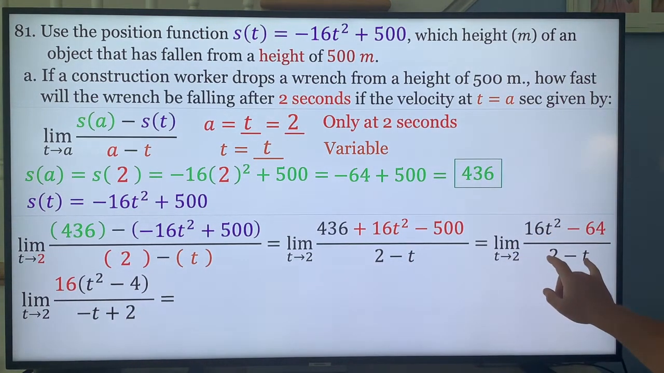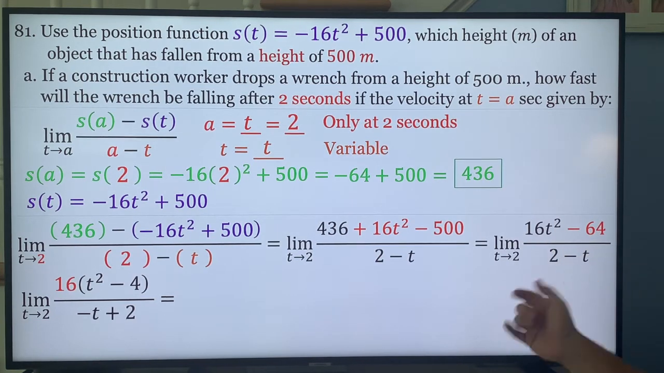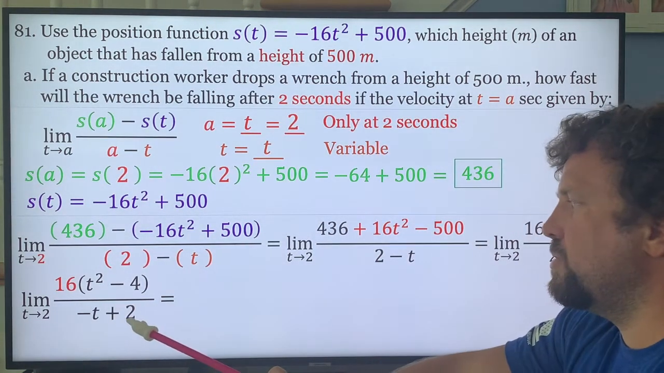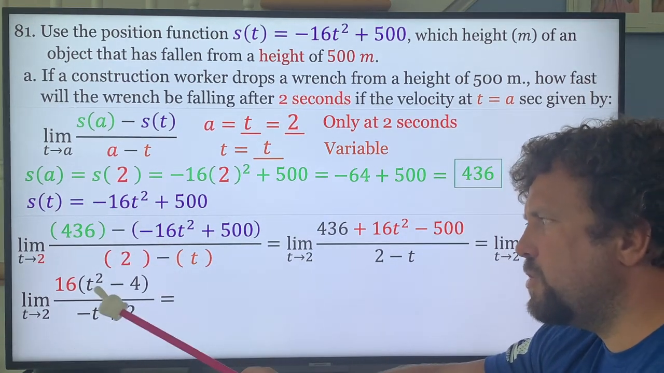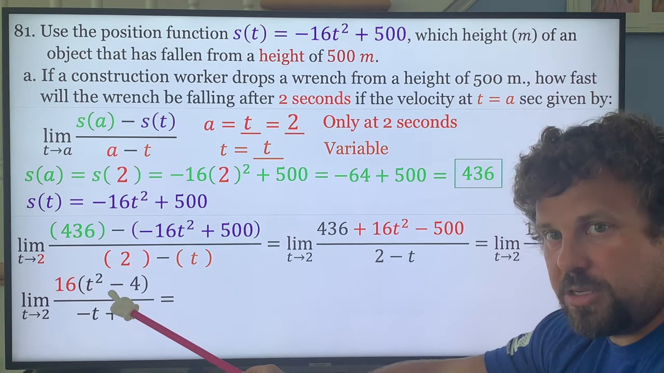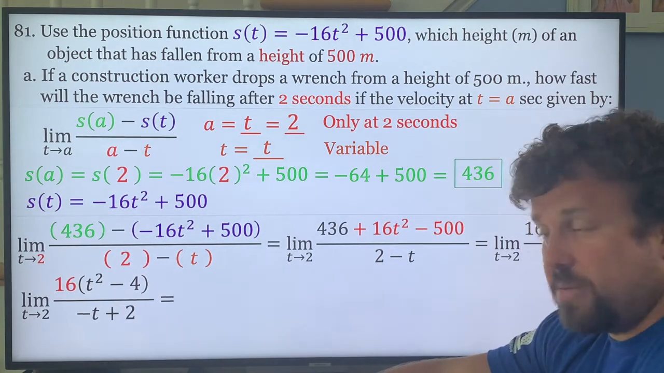I'm going to take these two. Remember what I said earlier, about an hour ago? You can rearrange these. Negative t plus 2. Now, why would I rearrange these? I want this t to be positive. So first off, how can I factor t squared minus 4? t plus 2, t minus 2.